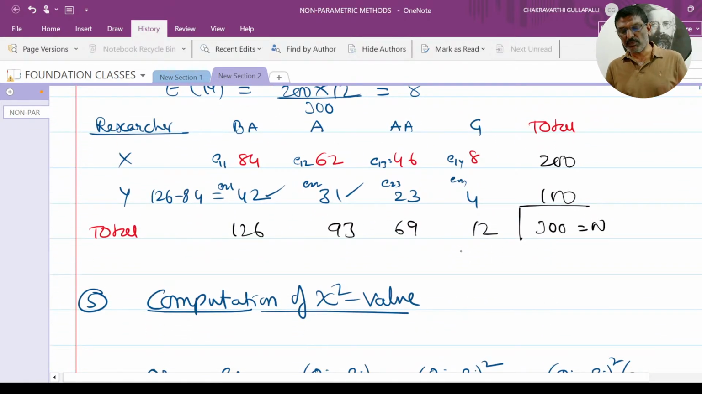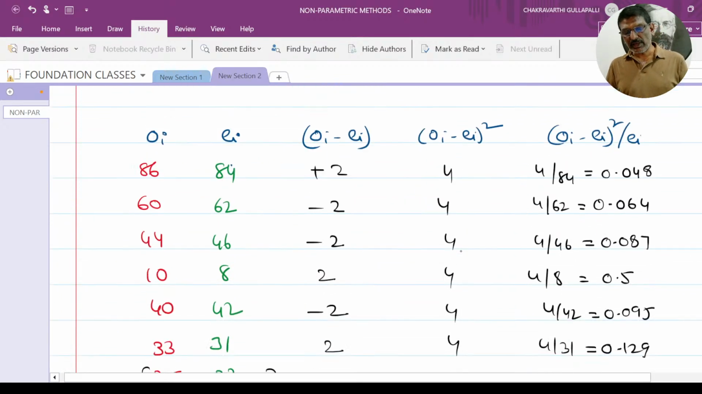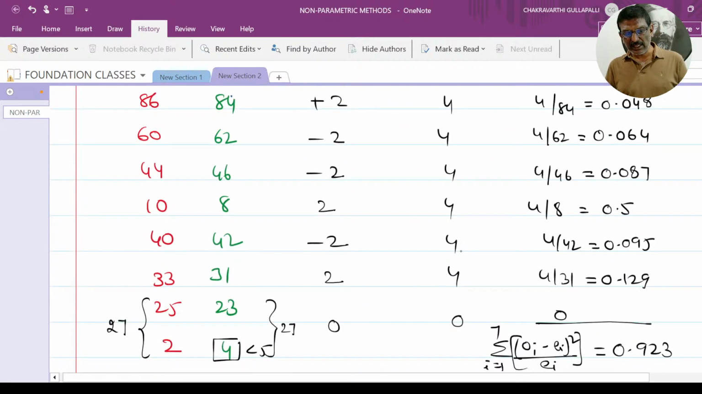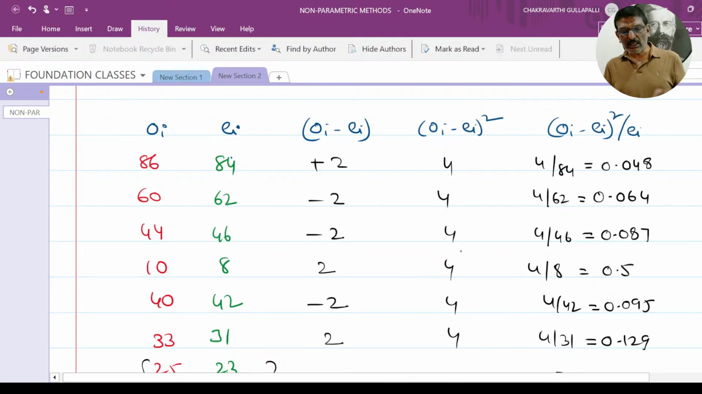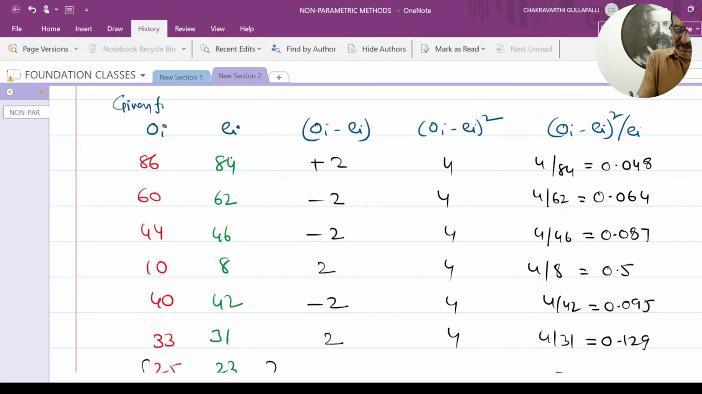This is a very important one. This is a sure question, a 10 marks problem in the semester examinations. Computation of chi-square value. Now the Os and Es: the Os are the given observed frequencies, and the Es are the calculated expected frequencies. Remember these two points, these two differences here.